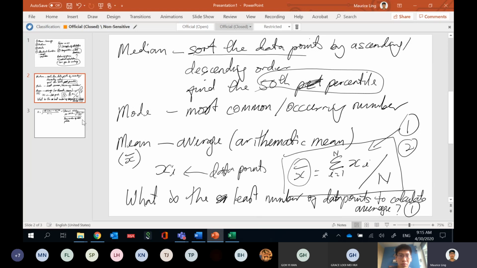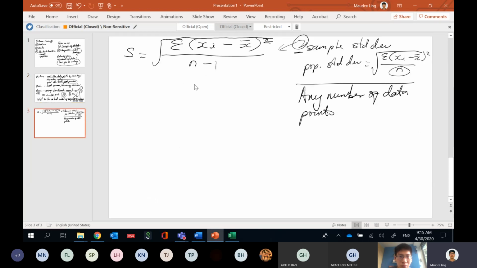Okay. Since you know how to calculate average, then let me try asking you for any number of data points. Maybe you have x1 all the way to x10. If I were to take this summation of x of the data points minus the mean itself, what will be the answer?